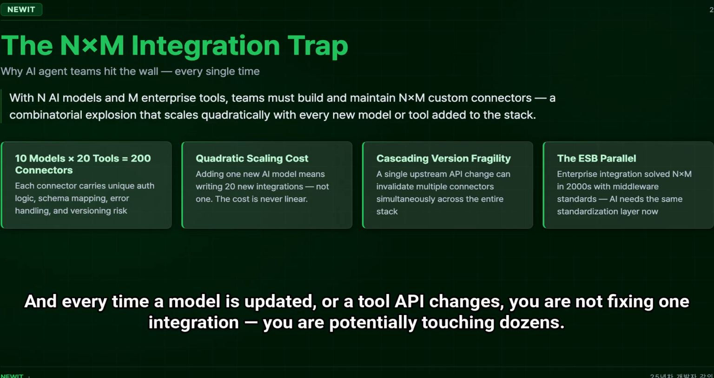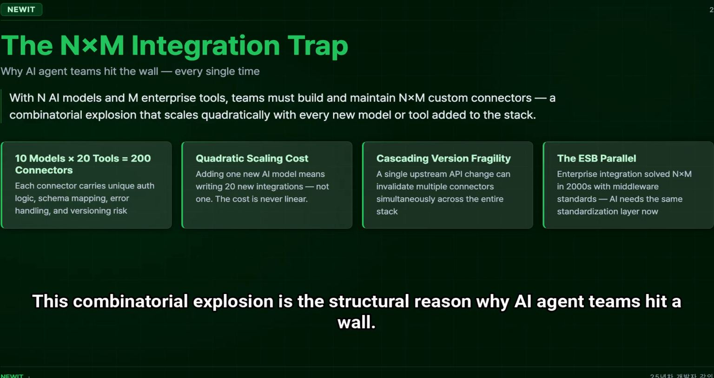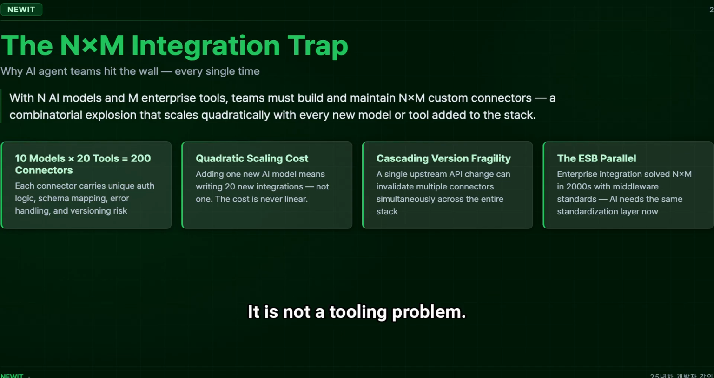And every time a model is updated, or a tool API changes, you are not fixing one integration, you are potentially touching dozens. This combinatorial explosion is the structural reason why AI agent teams hit a wall. It is not a talent problem. It is not a tooling problem. It is a missing protocol problem. And that missing protocol has a name.